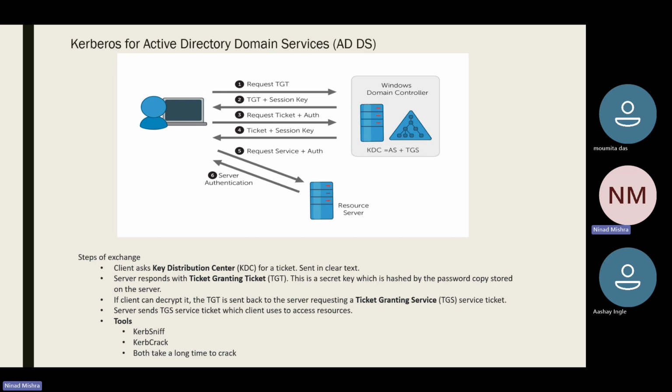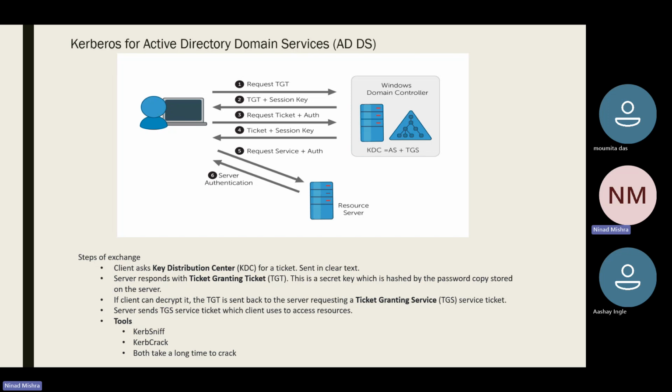This is how it will work: the client will ask a key distribution center for a ticket. This is sent in clear text. It will go to your Windows domain controller. The server will respond with a ticket granting ticket, so TGT, plus a session key along with it. This is a secret key which is hashed by a password copy stored on the server, and it is then provided to the client who is requesting it.